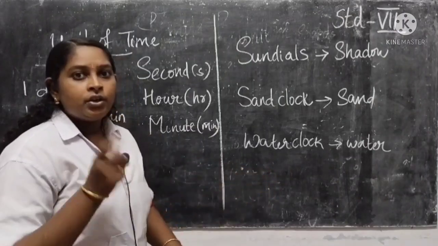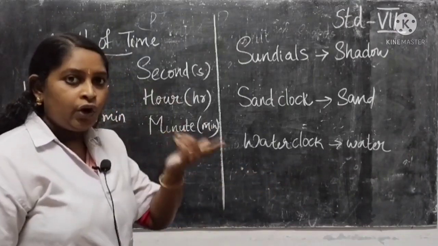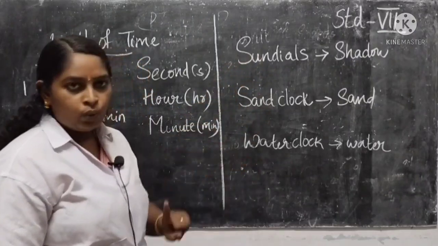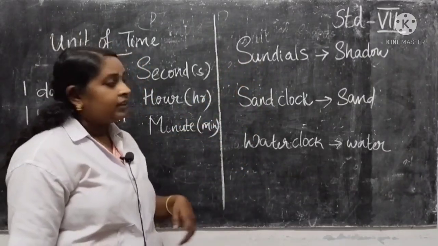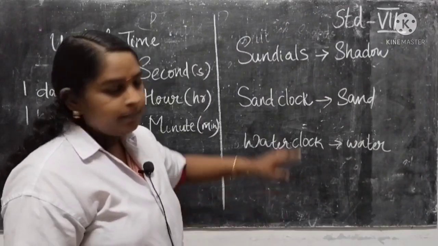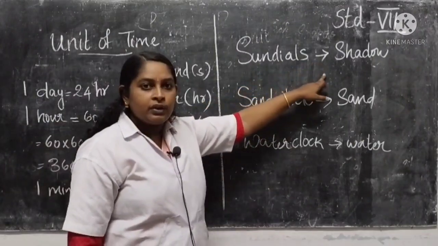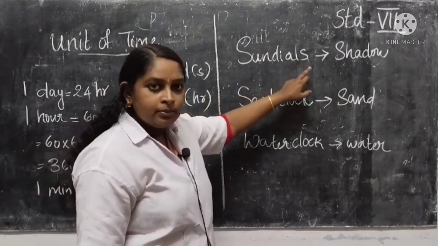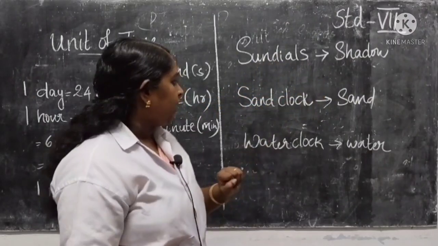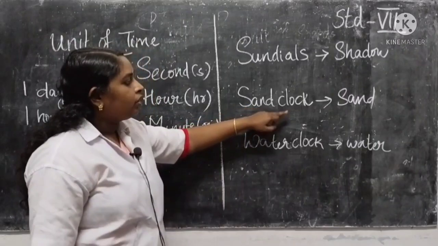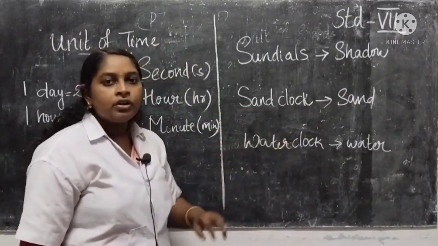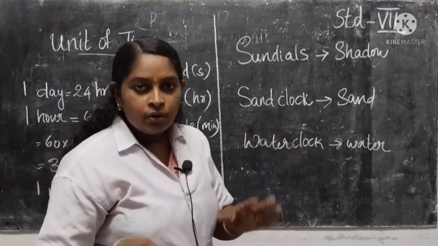The devices used to measure time before pendulum clocks are sundials, sand clock and water clock. In sundials, the time can be measured by the position of the shadow cast by the sun. In sand clock, it uses sand to measure time, and in water clock, it uses water to measure time.